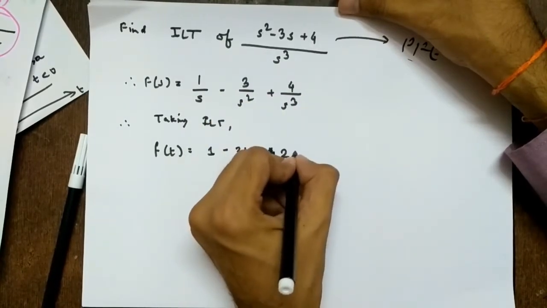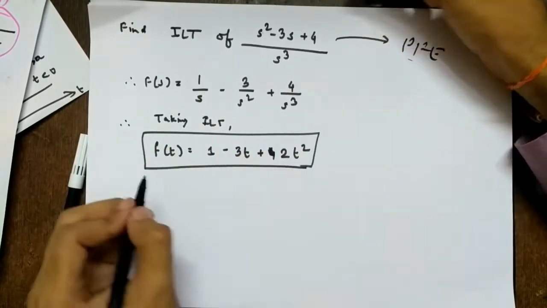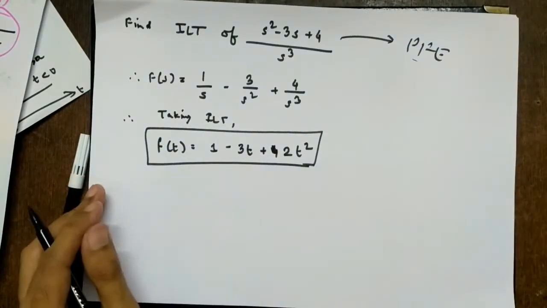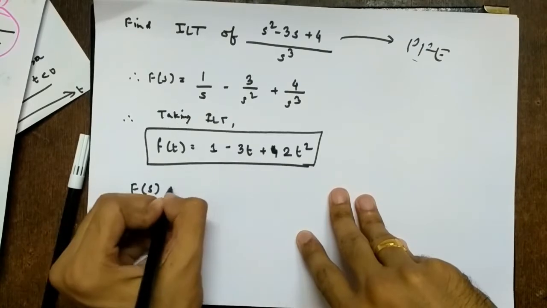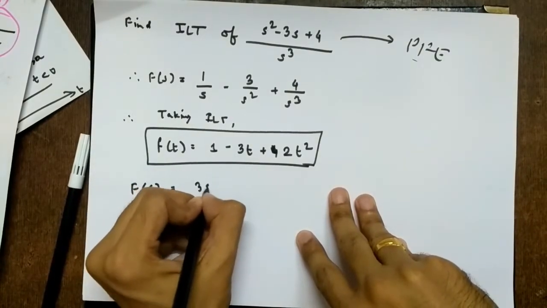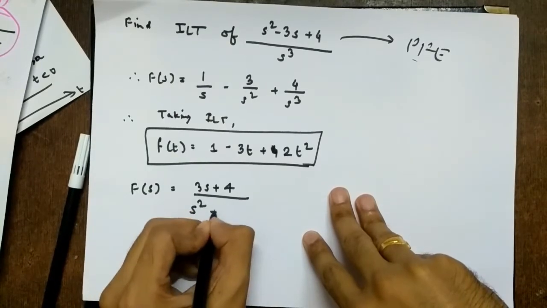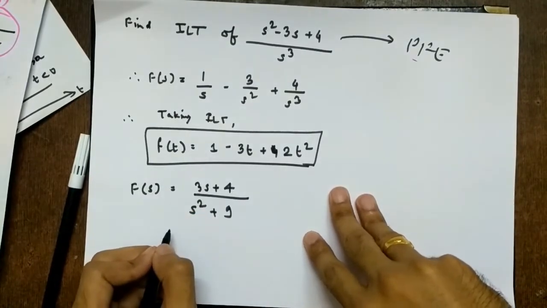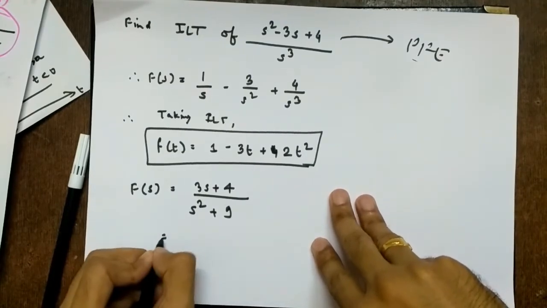So 2t square, right? So this is how we can find the inverse Laplace transform. So let's take one more example. Let's say F of s equals (3s plus 4) upon (s square plus 9), right? So you can write this.